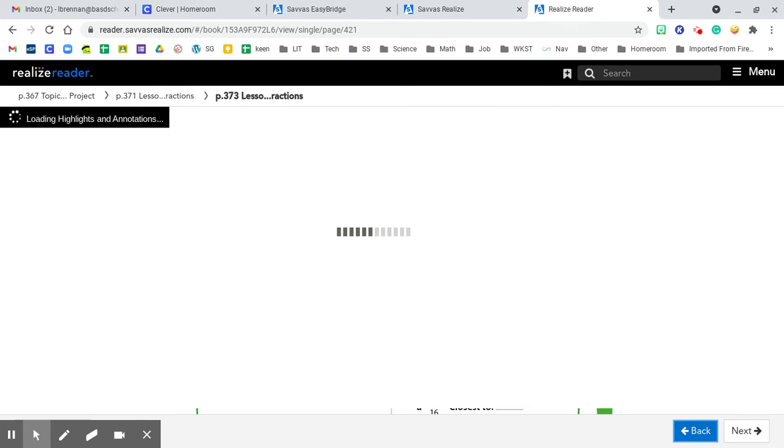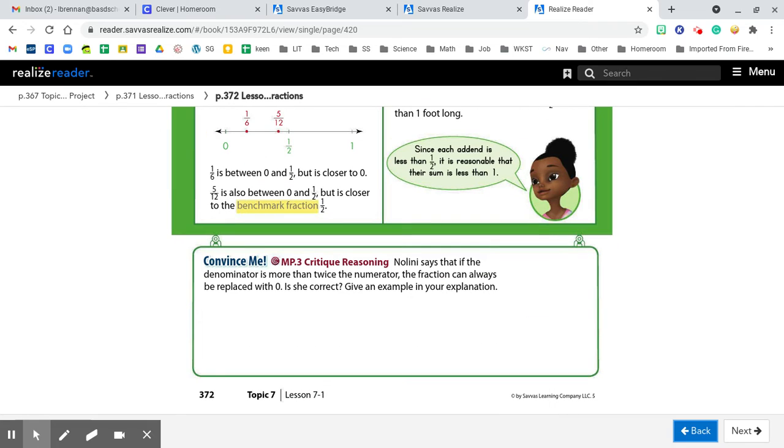Let me go back to this one here. Nalini says that if the denominator is more than twice the number, the fraction can always be replaced with a 0. Is she correct? No, she's not correct, because, for example, 5/12 is closer to 1/2 than 0, even though the denominator is more than twice the numerator. So you can't go by that.